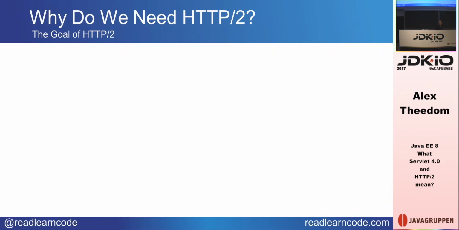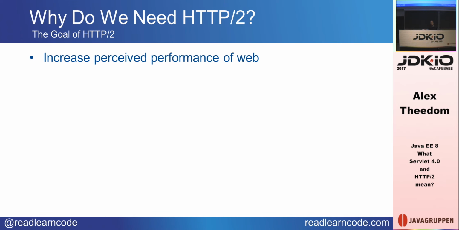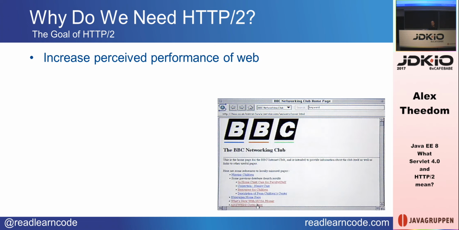So why do we need HTTP 2? Well, essentially, it's because when the web was developed many, many years ago, it wasn't really designed to deliver the kind of content that we're accustomed to experiencing now. The original website was really very, very simple. It was nothing more than just text and maybe a few images, not even that.